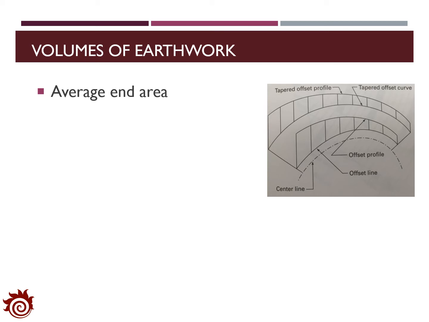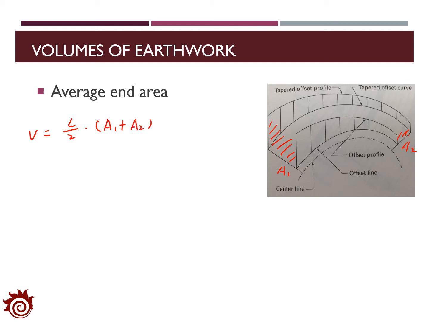In this method, we have to know the cross-section area at the two ends, A1 and A2, and also the length from A1 to A2. With that, we can estimate the volume of earthwork as V equal to half L times A1 plus A2.